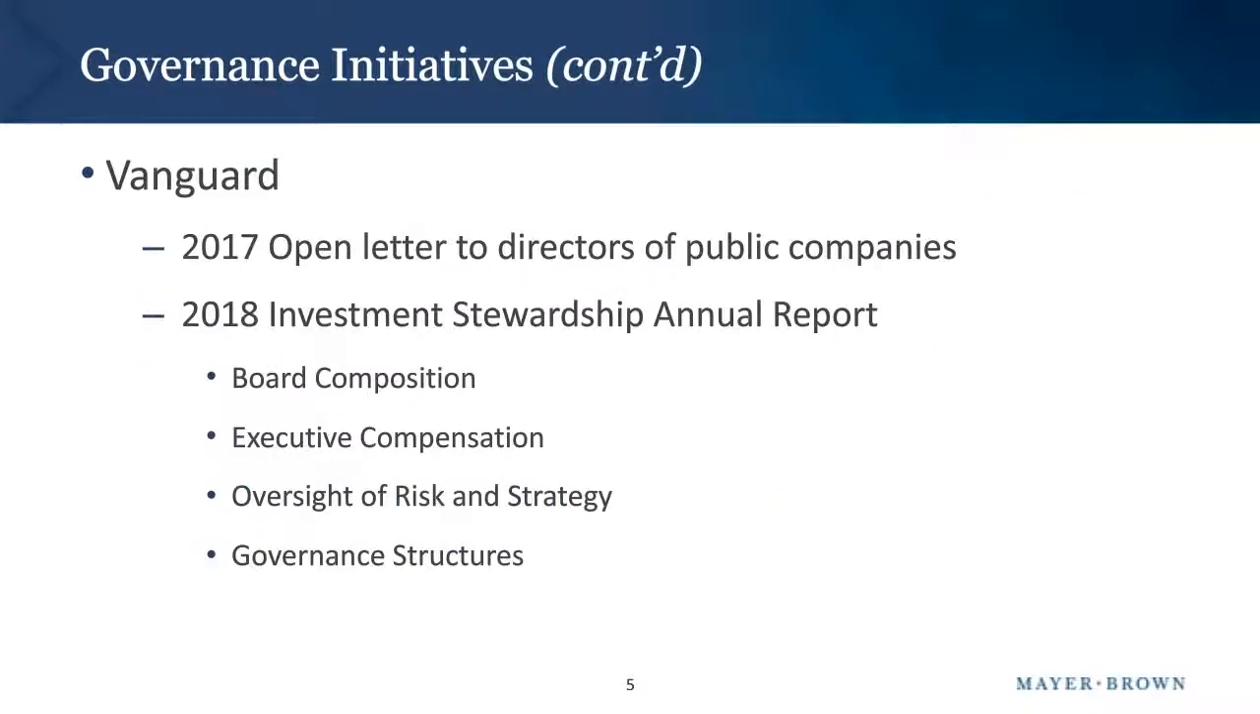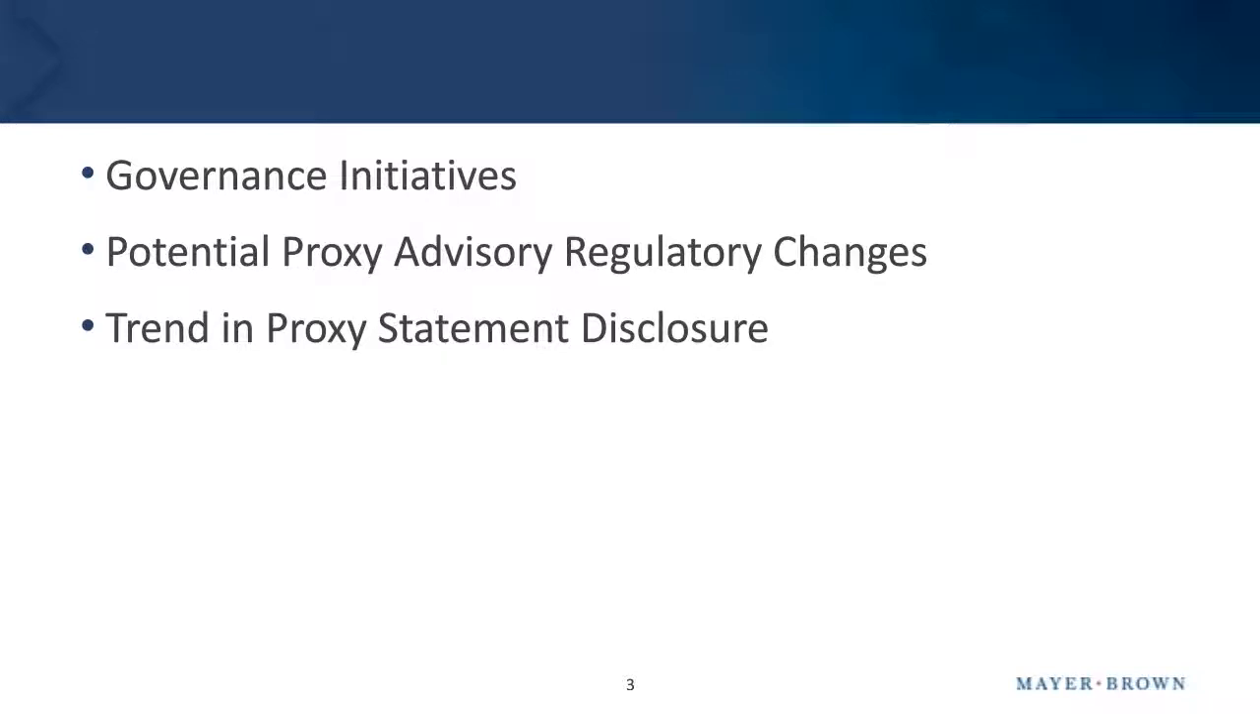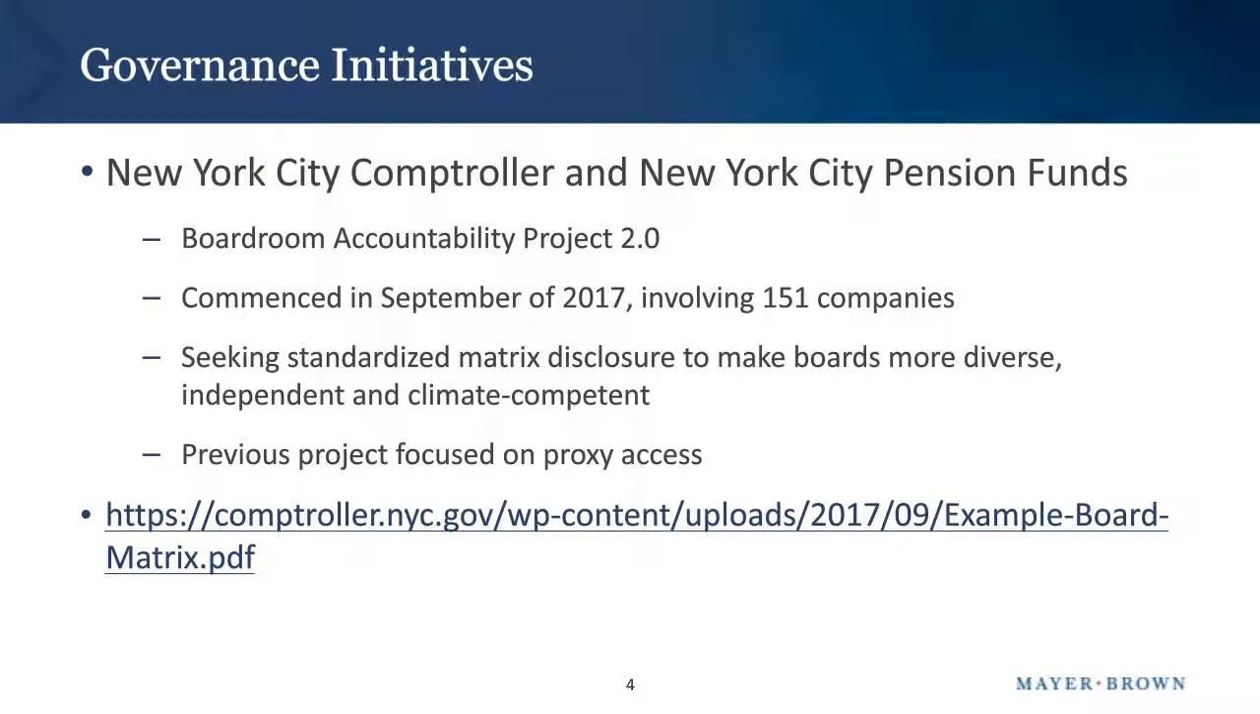The next one I want to talk about is Vanguard. In 2017, Vanguard sent an open letter to directors of public companies worldwide. In that letter, they set forth their 4 pillars they use to evaluate corporate governance practices when making voting and engagement activity. In 2018, they reported on these pillars in their Investment Stewardship Annual Report.